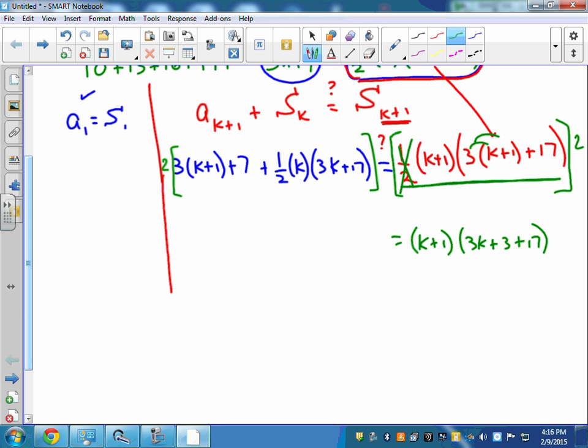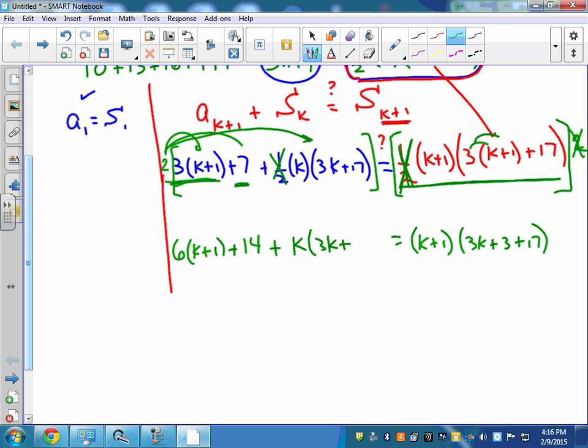Be careful, there's no distributing going on here. This is simply 2 times this factor, and so those two wipe out. Okay, on this side, there is some distributing. We have to distribute the 2 into here, we have to distribute the 2 into that, and lastly, the 2 into there. So the left side, we simply write 6 times k plus 1, that takes care of 2 times this, plus 14, that takes care of 2 times 7. And in the last guy, when you multiply 2 times this, that takes away the 1/2. So k times 3k plus 17.